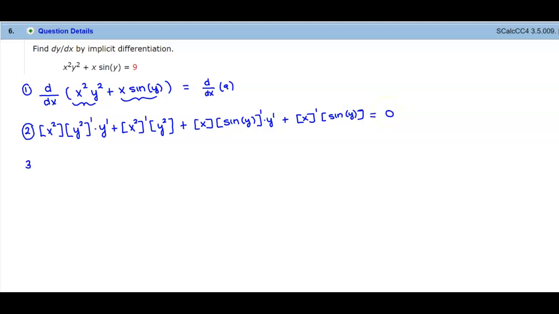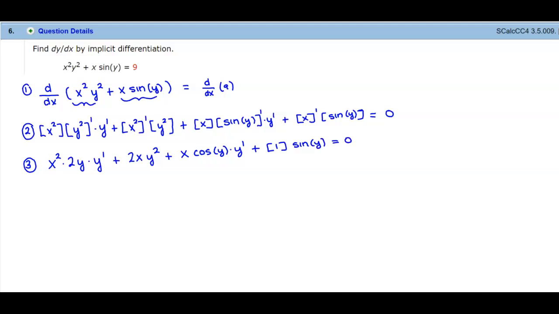So now let's go ahead and find the derivative of this function. So we have x squared times the derivative of y squared, which is 2y, times y prime, plus the derivative of x squared is 2x times y squared, plus x times the derivative of the sine of y is the cosine of y times y prime, plus the derivative of x, which is 1, times the sine of y, and that's equal to 0.